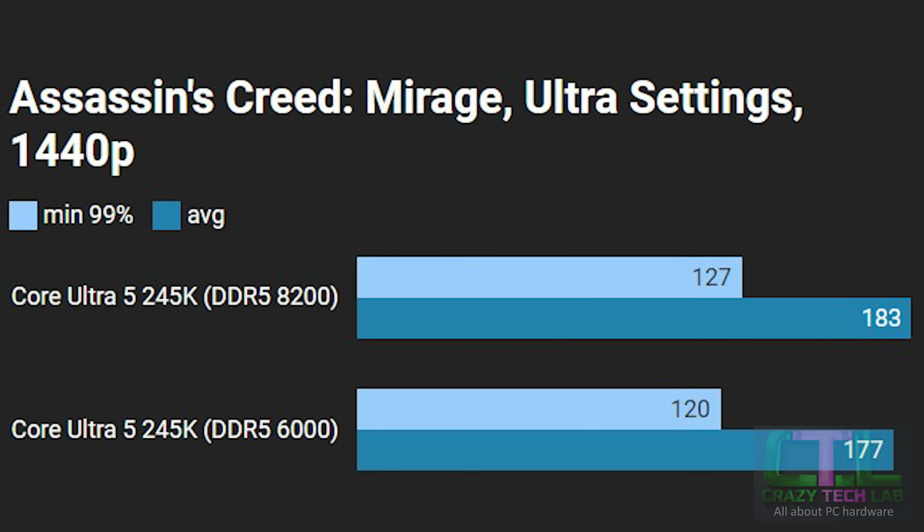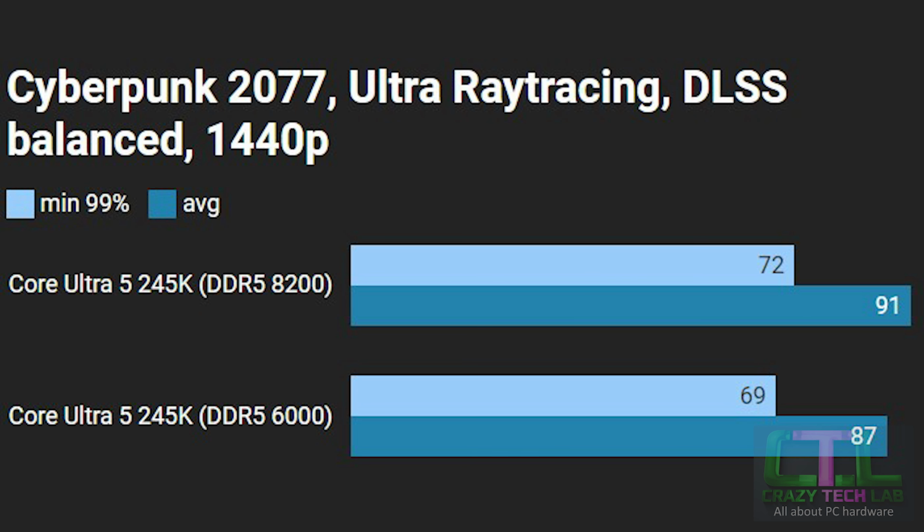Moving on to games, and we have a couple to look at, which are Assassin's Creed at 1440p, and here we can see a sizable uplift in performance going from DDR5 6000 to 8200, with the minimum 99th percentile gaining the most in percentage terms, rising from 120 to 127 frames per second. Our final test here then is Cyberpunk 2077, and moving from DDR5 6000 to 8200, we do see a sizable performance uplift, with the minimum 99th percentile increasing by 3 frames per second from 69 to 72, and a 4 frames per second uplift in the average frame rate.